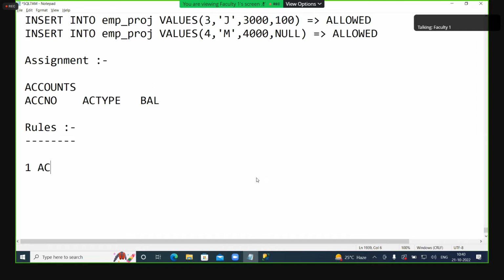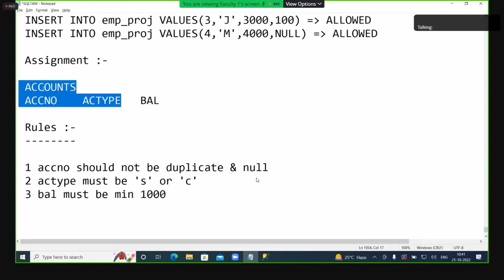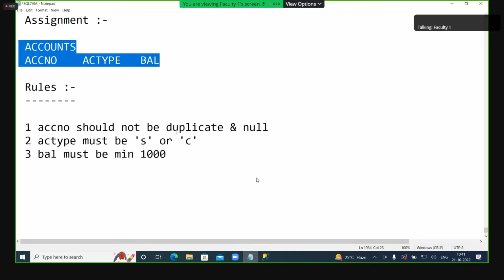One is account number. While creating the table, you have to implement these rules. Account number should not be duplicate and null. Account type must be S or C. Account type: S means saving, C means current. Next one, balance must be minimum 1000. So you have to create the table and declare these rules.